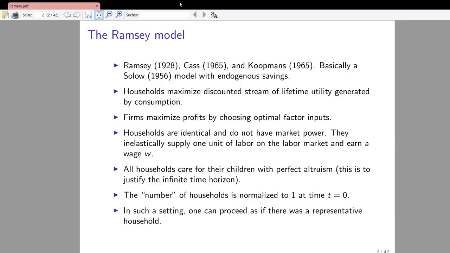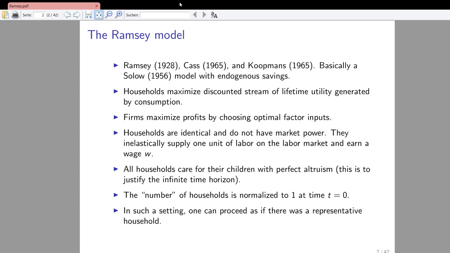Now, as we just said, the Ramsey-Cass-Koopmans framework goes back to Frank Ramsey, who solved the individual optimization problem. And a general equilibrium structure was introduced by Cass and Koopmans in the 1960s. And basically, the Ramsey-Cass-Koopmans framework is a Solow model, but with an endogenous savings decision.